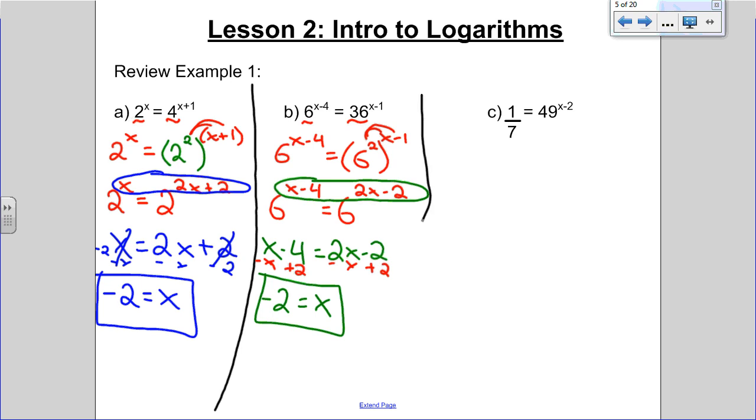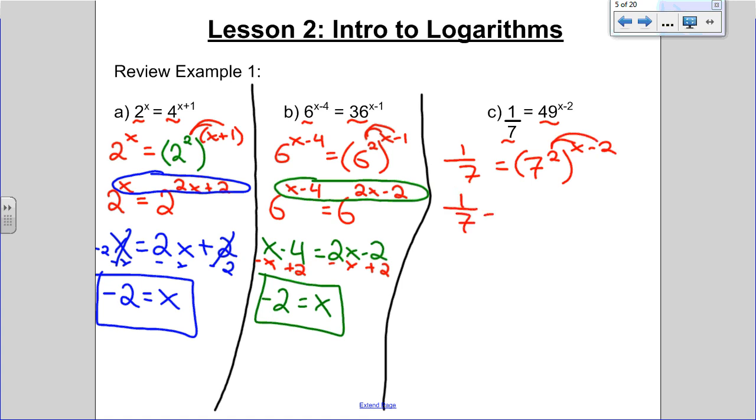Alright, the next one. A little bit trickier. And the reason it's a little bit trickier is going to a like base of 7 isn't as easy as this looks. So, most people would look at this and realize 7 and 49, those can both be like bases of 7. They would change that 49 to be 7 squared to the power of x minus 2. They'd multiply the 2 in. They'd have 1 over 7 equals 7 to the power of 2x minus 4.